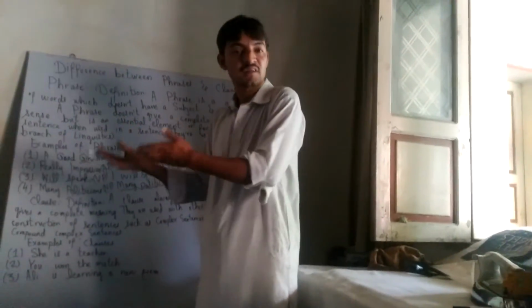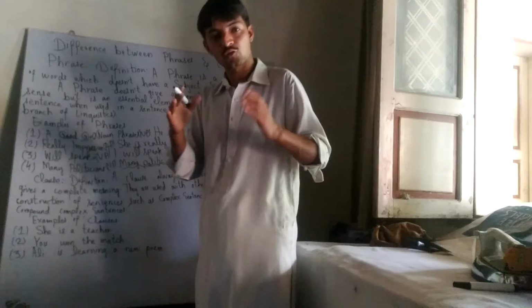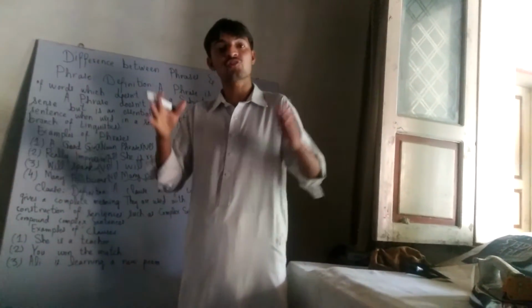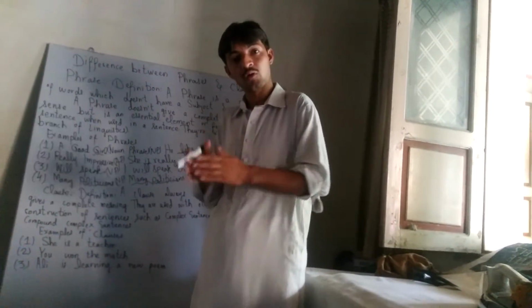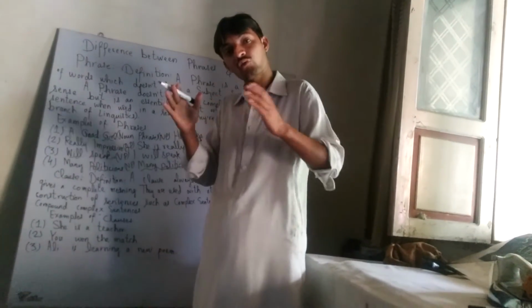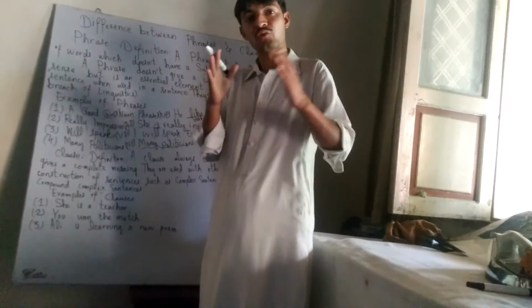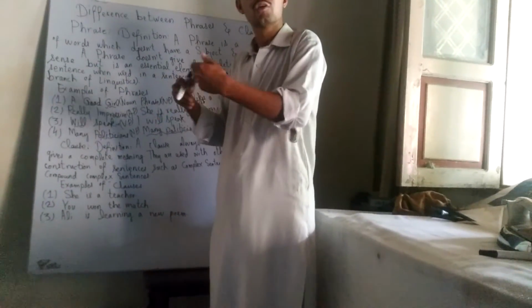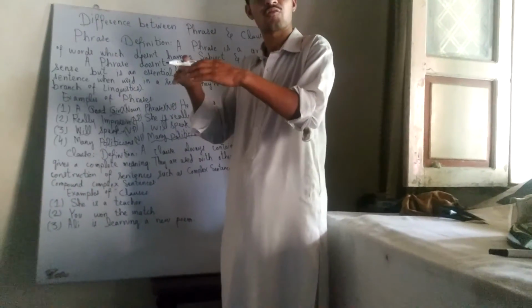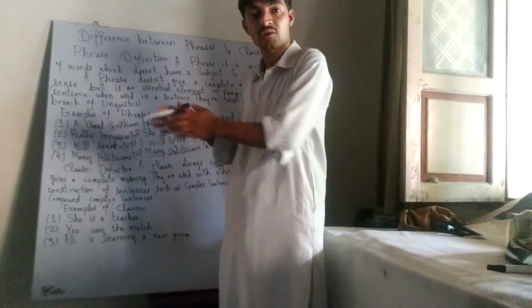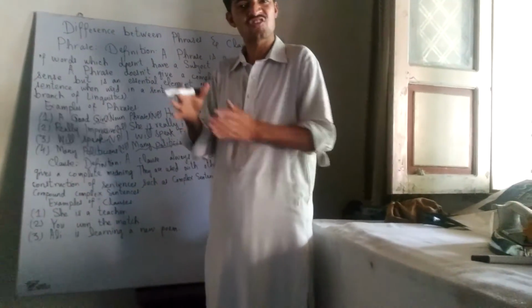Then we have, on the other hand, a clause. So, a clause is simple. A clause is a group of words which always contains a subject and verb. A clause always has a subject and verb. So, nothing is missing in the case of a clause, while in the case of a phrase, we have one thing always missing. A phrase doesn't have a subject and verb, while a clause always has its own subject and verb.